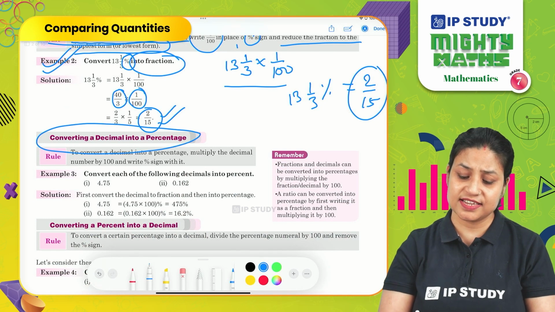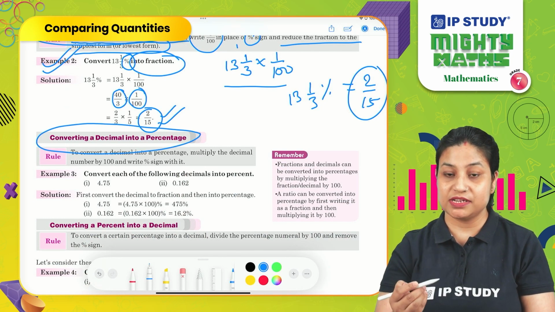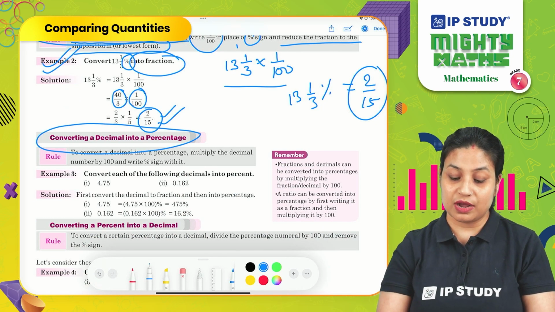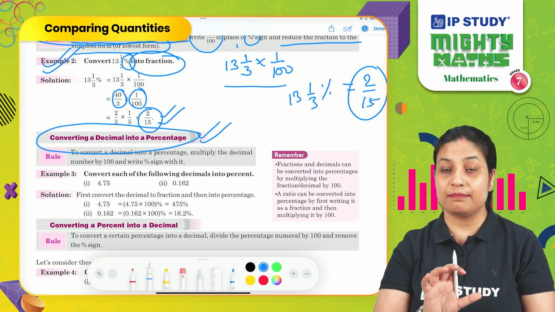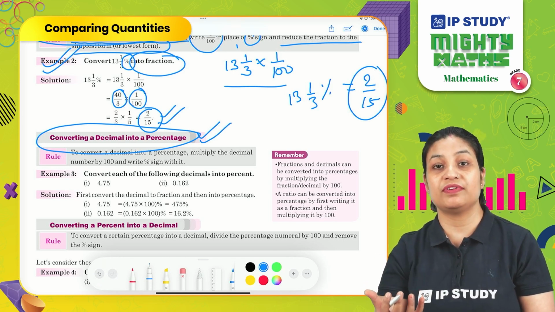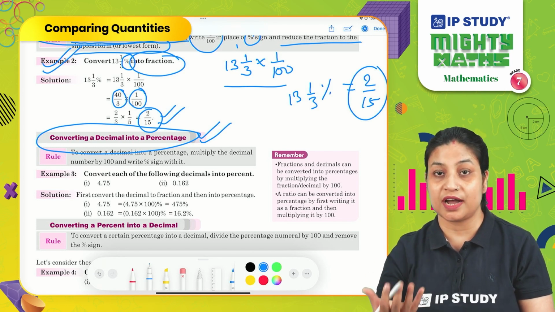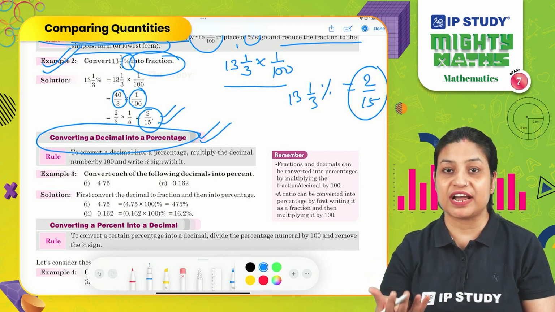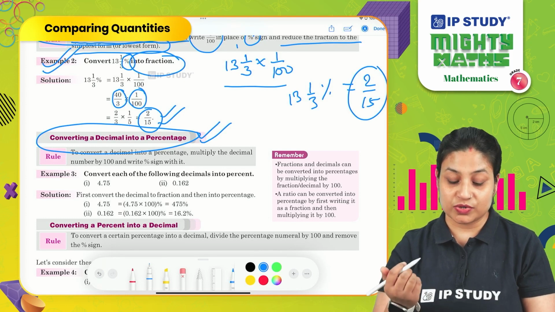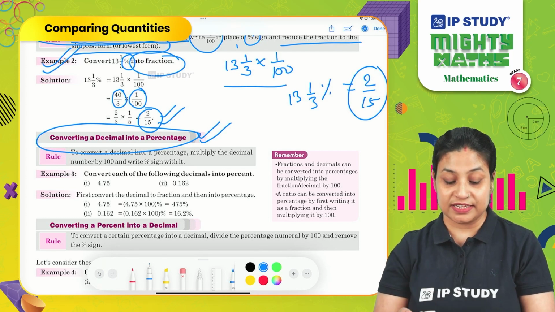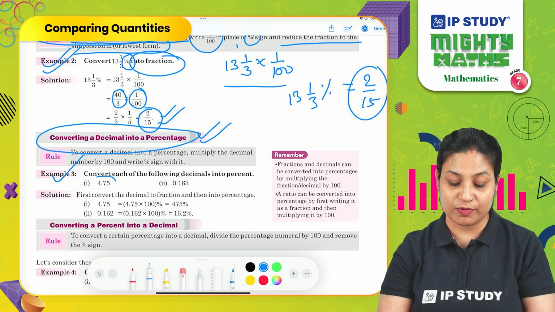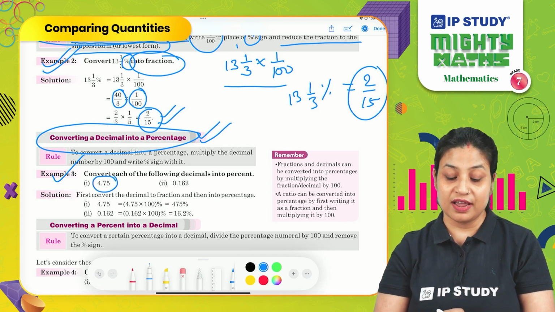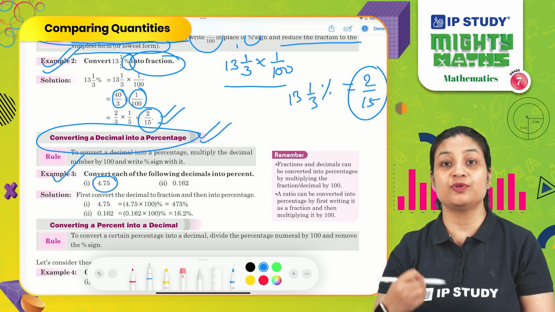The next case is converting decimal into percentage. So now how you are going to do that? In order to convert decimal number into percentage, again what we will do? We will simply multiply decimal number with 100 like we did for fraction in the previous example. So here let's take an example to understand this. Let's take example number 3 over here. It is saying we have 4.75, a decimal number, and we have to convert it into percentage.